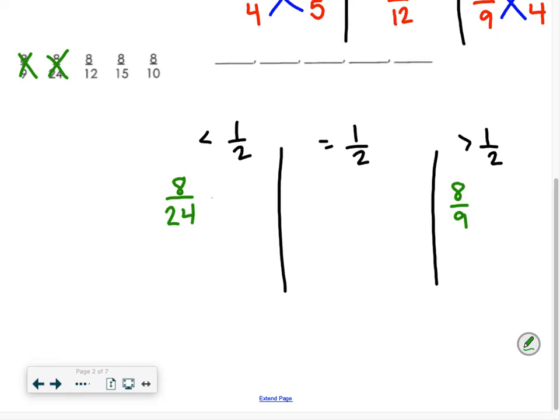Okay? If I take 12 divided by 2 to figure out what's half, what is 12 divided by 2? 6. Is 8 greater or less than 6? Greater. So we have to put it over here. Okay, how about the next one? Half of 15. 15 divided by 2 is 7.5. Is 8 bigger or smaller? Bigger. So, we have a third one over here.